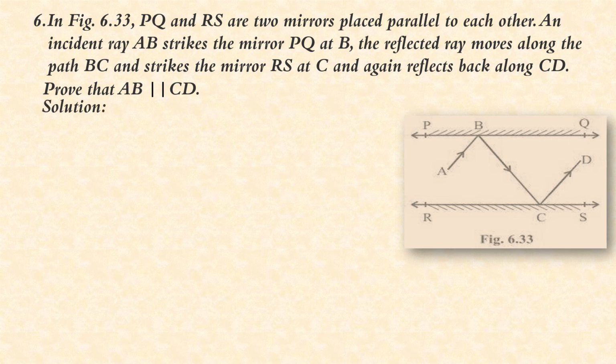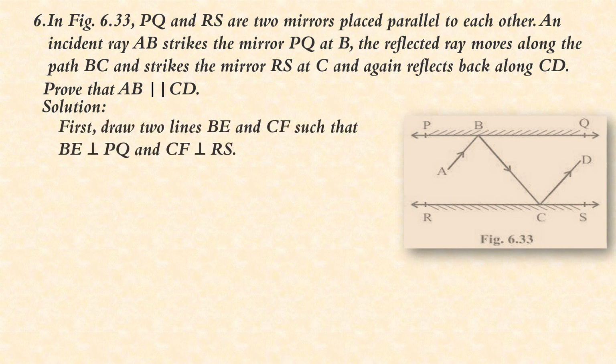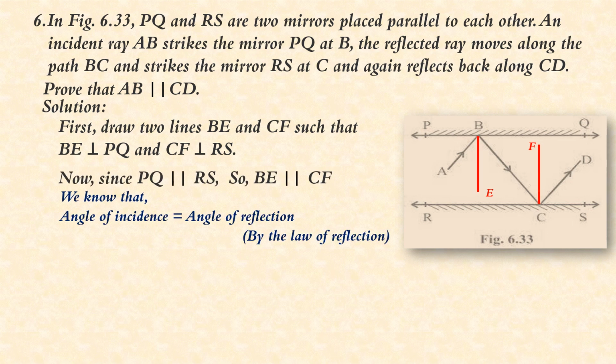To prove this, first let us draw two perpendicular lines. Look at the figure. BE perpendicular to PQ and CF perpendicular to RS. Now, we know that by the law of reflection, the angle of incidence is equal to the angle of reflection. So here let us mark the angles as angle 1, angle 2, angle 3 and angle 4. Here angle 1 is equal to angle 2 and angle 3 is equal to angle 4.